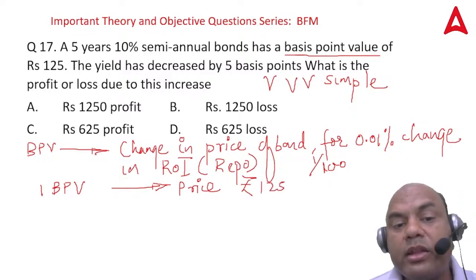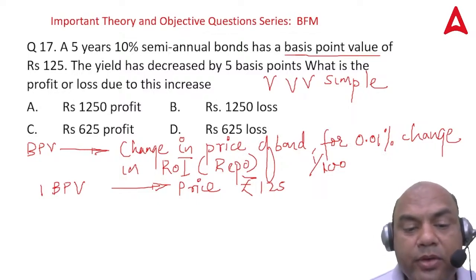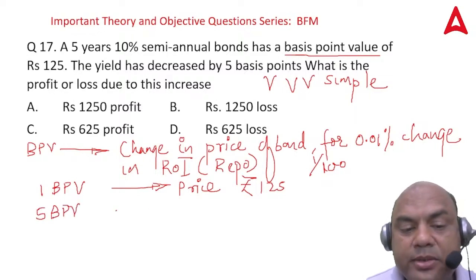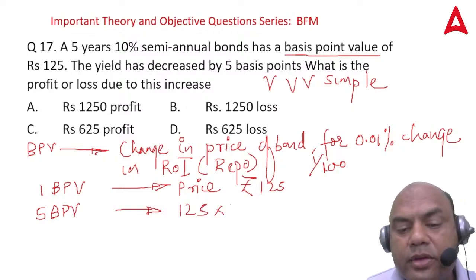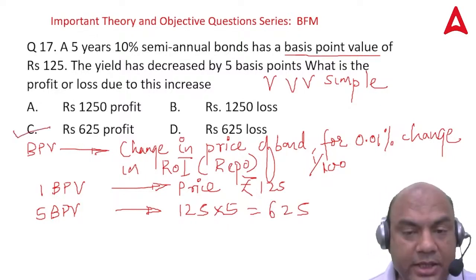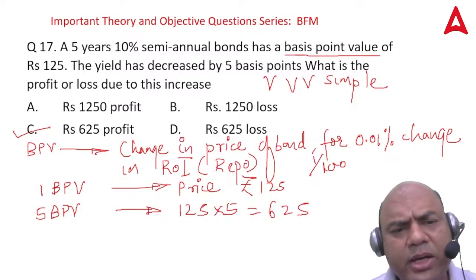So now what have they given? If my BPV is decreased by 5 basis points, so now for 1 BPV I am having the price change of 125. So for 5 BPV what will be the change? It will be simple. 125 into 5, in this proportion. So it is 625. So that is my profit, isn't it? So this is my answer C. Remember 625, just multiply it.